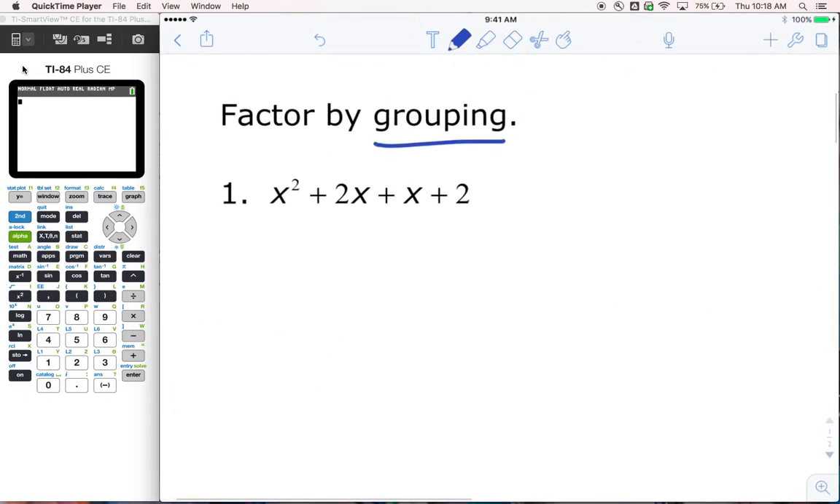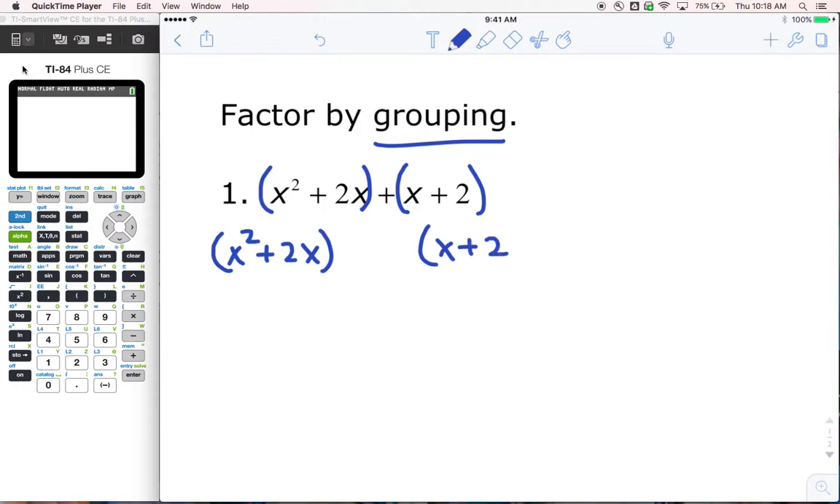When you factor by grouping, what you want to do is create 2 groups. You're going to create a group out of the first 2 and a group out of the second 2. Let's rewrite those here. So I've got an x squared plus 2x group, and I've got an x plus 2 group. All right, so when we're grouping now, we're going to find the GCF for each of these.